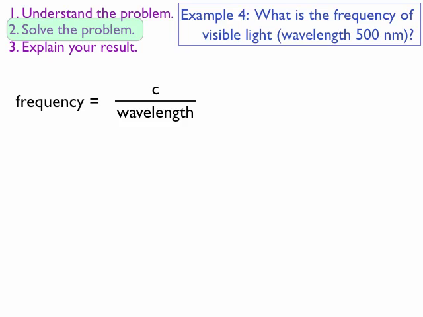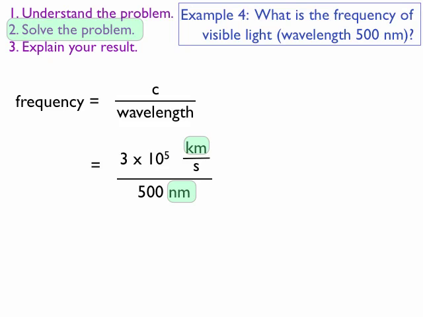Recall that the speed of light is 300,000 kilometers per second, or 3 times 10 to the 5th kilometers per second. We divide by the wavelength of 500 nanometers. The only problem is that we have length as kilometers on the top and nanometers on the bottom. We need consistent units, so let's convert both to meters.